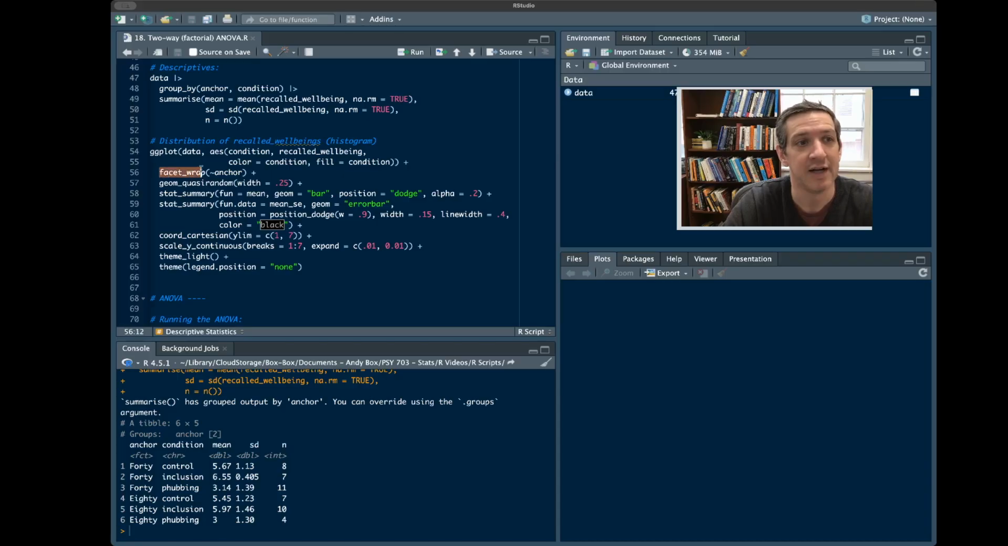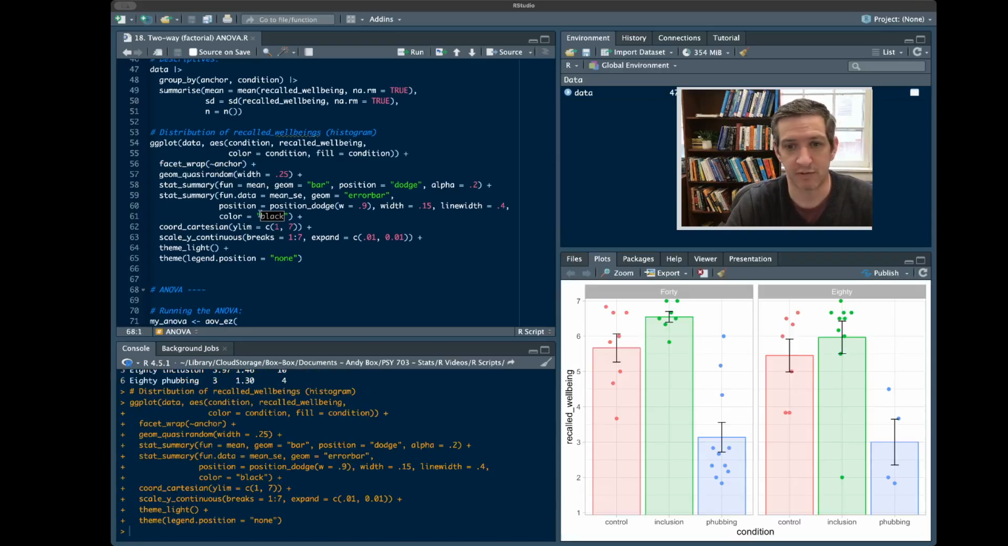And the way I've done that here is by adding a facet to show us separately the results for the three conditions in one of the anchor conditions versus the other anchor condition. And I did that with facet_wrap here. And when you run this, we get our three experimental conditions broken down by whether they're in the anchor equals 40 group or the anchor equals 80 group.